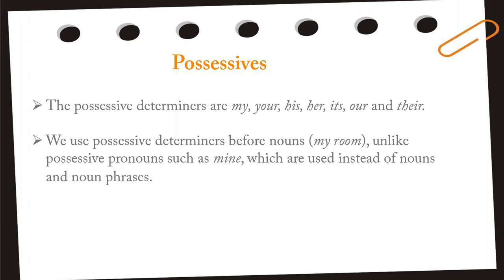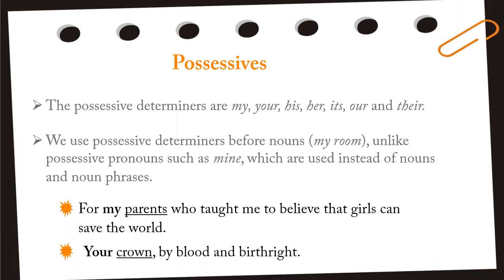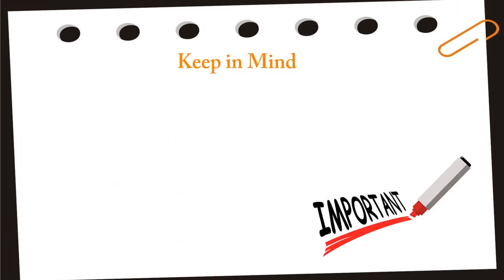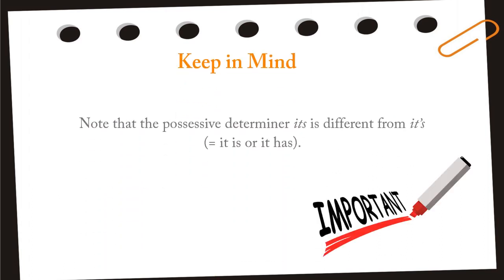Let's look at the following sentences below. For my parents, who taught me to believe that girls can save the world. Your crown, by blood and birthright. In the first sentence, we have the possessive determiner "my" preceding the noun "parents," and in the second sentence, we have the noun "crown" coming after the possessive determiner "your." You need to keep in mind that the possessive determiner "its" is different from "it's," which is the shortened form for "it is" or "it has."